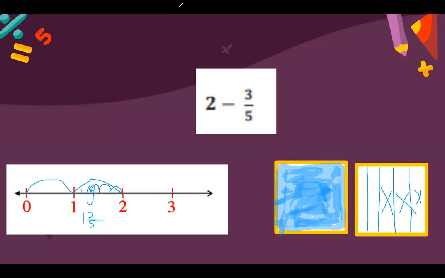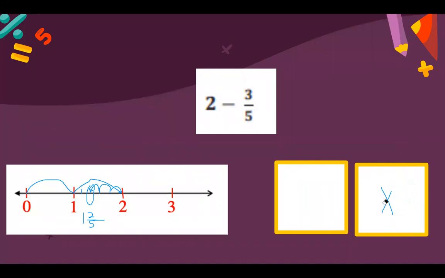But the method I like the best is the calculation method. Because the calculation method just takes care of it quickly, and it's the way you're going to be doing it more often. And it's the most efficient. Did I mention it's the most efficient?